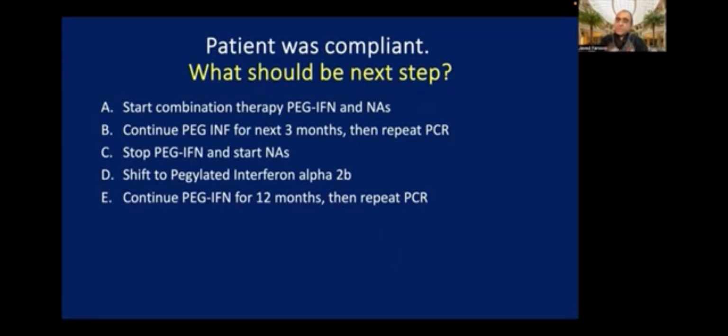So, the patient is compliant. She's received 12 injections regularly. The starting viral load was 45,000. Now it is 22,000. So, what will you do now? Option A, start combination. Option B, continue for the next 3 months and repeat PCR. Option C, stop pegylated and start NAs. Option D, shift from pegylated alpha 2A to 2B, or continue for 12 months and repeat. So please write down your answer.